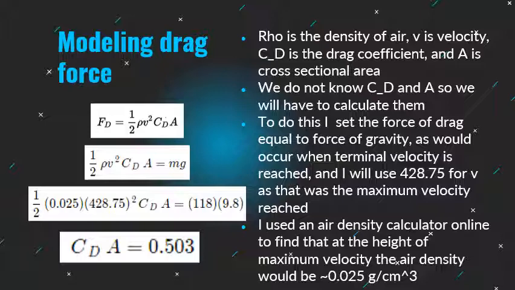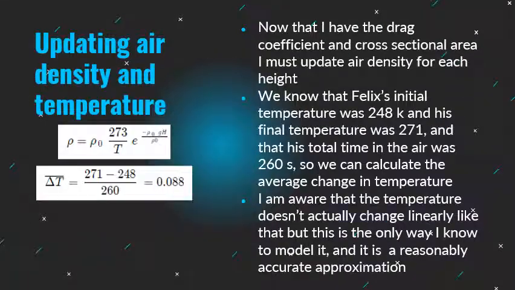Rho is air density, V is velocity, C sub d is the drag coefficient, and A is the cross-sectional area. We don't know the drag coefficient or the area, so we'll need to calculate them. So to do this, I set the drag force equal to the force of gravity, as would occur when he reaches terminal velocity, and then I will use the maximum velocity he reached as that velocity. And then the air density I used was from a density calculator I found online that estimated to be about this.